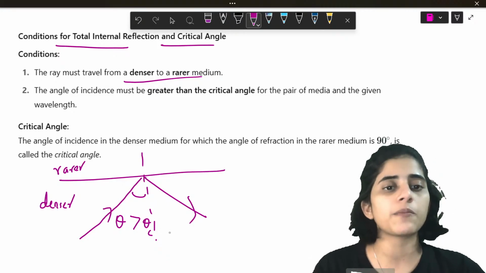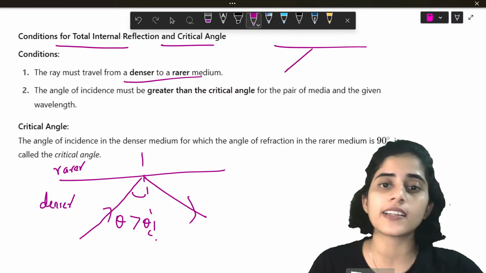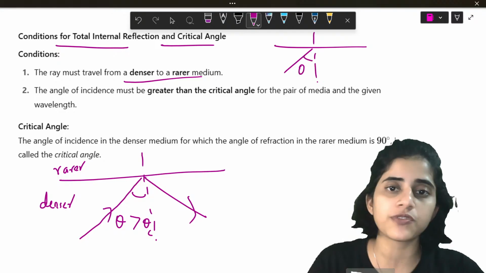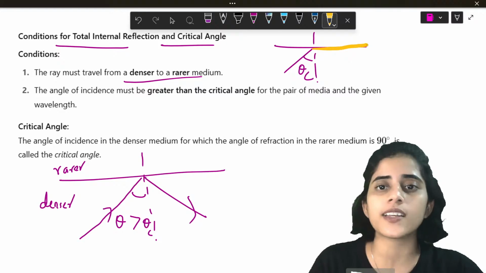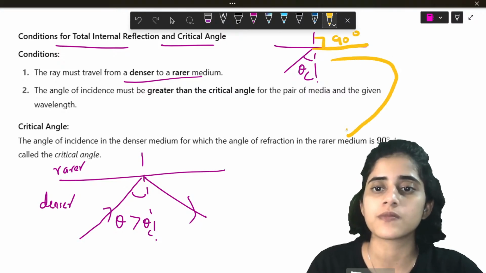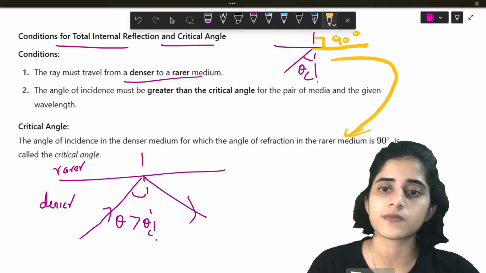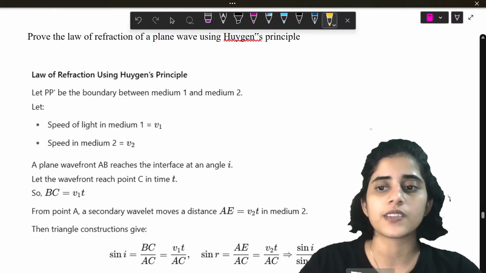Now what happens? For when will it be critical angle? So if this is a surface and this is equal to critical angle, then what happens? This will be 90 degrees. Okay, next question.